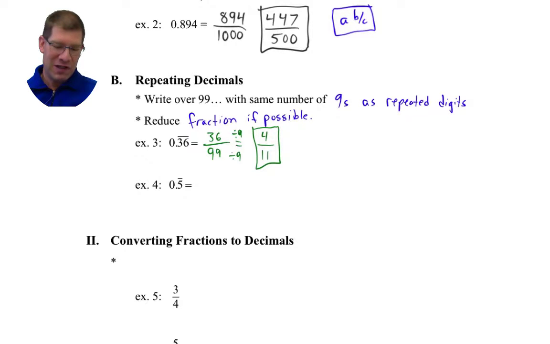But we only have one digit that repeats, so I put a 5 in the numerator, and it's not a 0.5, it's just the number that repeats without the decimal. And then since it's only one number repeating, I divide by 1/9, so I get 5 over 9.